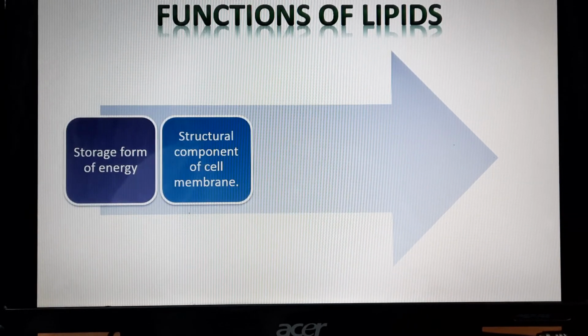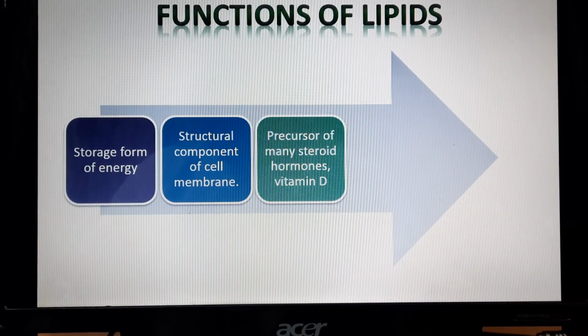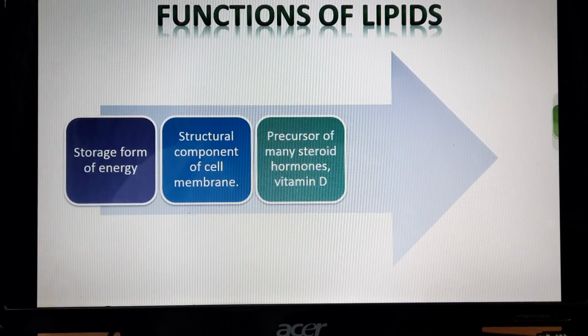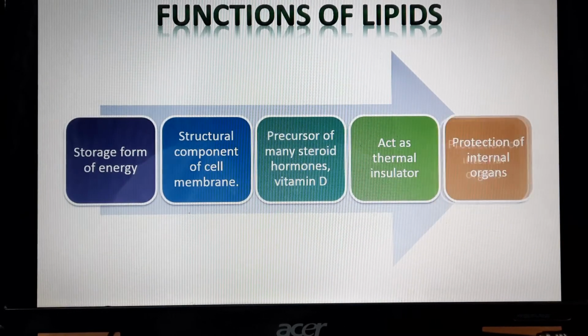these lipids are abundantly present in the cell membrane. They are precursors of steroid hormones and vitamin D. They act as thermal insulators. You know that under our skin there is a layer of lipids which acts as an insulator. Then they protect the internal organs from mechanical injury. They make cushions for the organs and prevent them from injury.